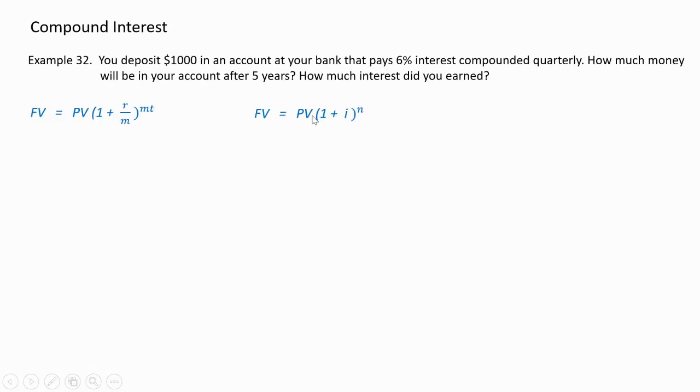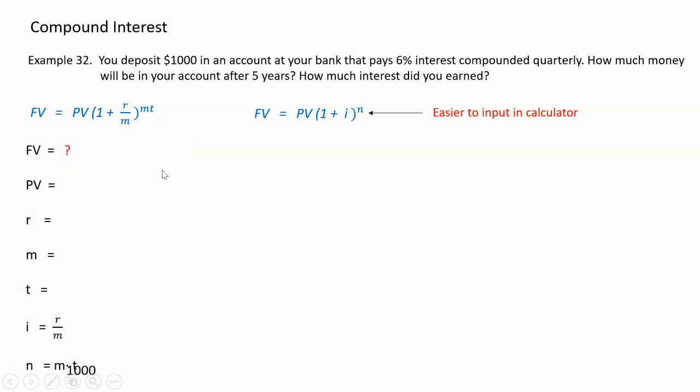And again, there's a formula that we'll be using because it's easier to put in the calculator. Okay, so again, there's your seven things that we gotta extract from the word problem and put on the variables here on the left. For example, what are we looking for? We're looking for how much money will be in the account after 5 years. So we're looking for the future value.